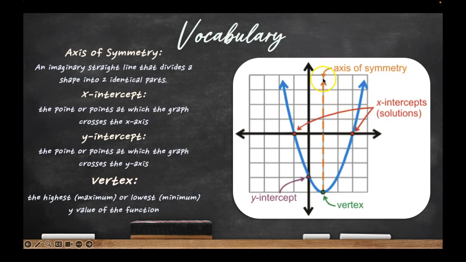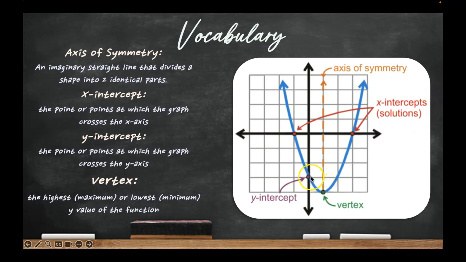The axis of symmetry also cuts through the vertex. That's an imaginary line that's going to split your graph in half, or split your function in half. As long as your quadratic function is facing up or down, the x value of the vertex, x equals whatever that x value is, is going to be your axis of symmetry. It's going to be cutting directly through the vertex every time.